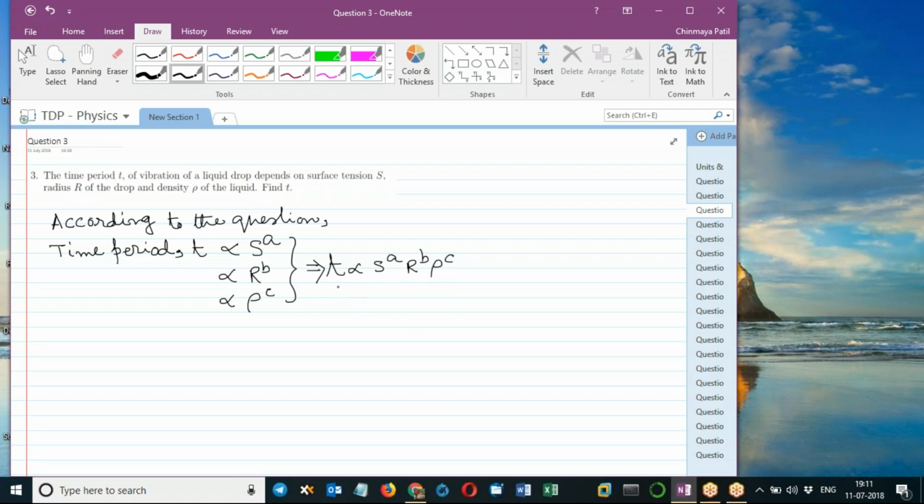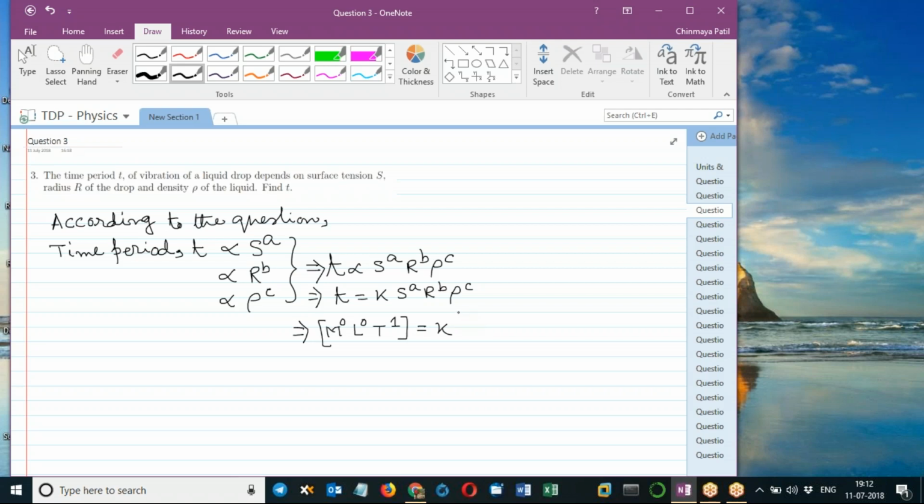Now from the proportionality, if we introduce a proportionality constant k, we can say t is equal to k S power a, r power b, and rho power c. Now what is the dimensional analysis of t? We all know it is M power 0, L power 0, T power 1.